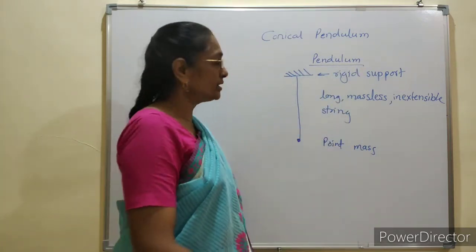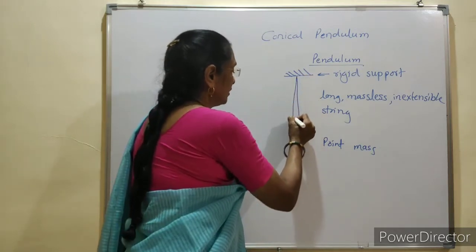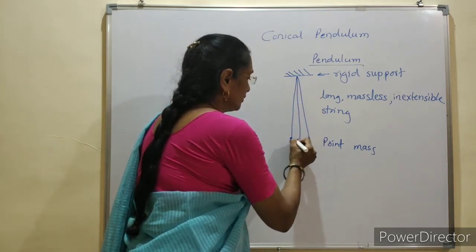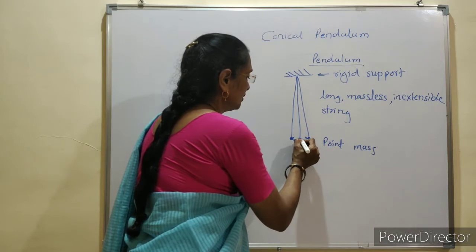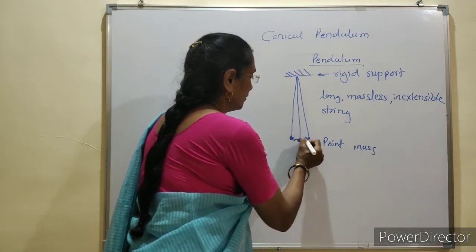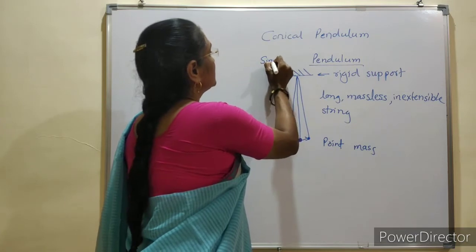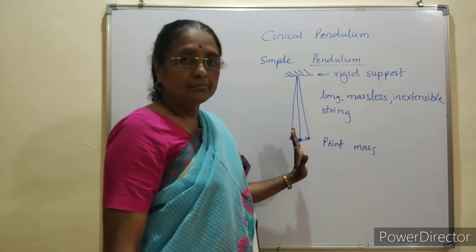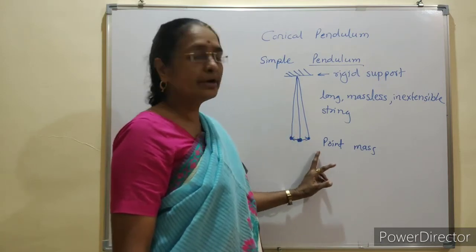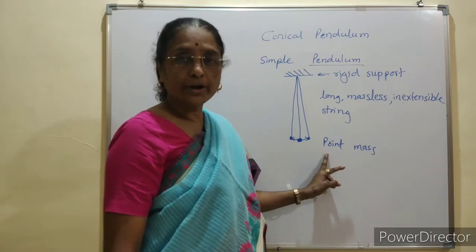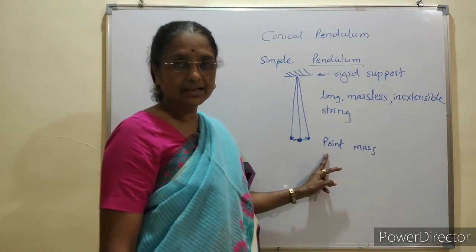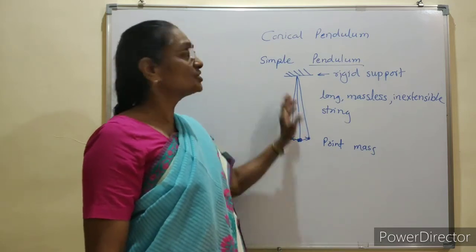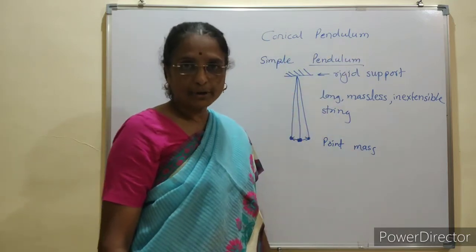If it is made to vibrate in this way with a very small amplitude along its mean position, then it is called a simple pendulum. This you know. But if this string is made to revolve along a right circular cone with vertical axis and the point mass performs horizontal circular motion, then that system is called a conical pendulum.